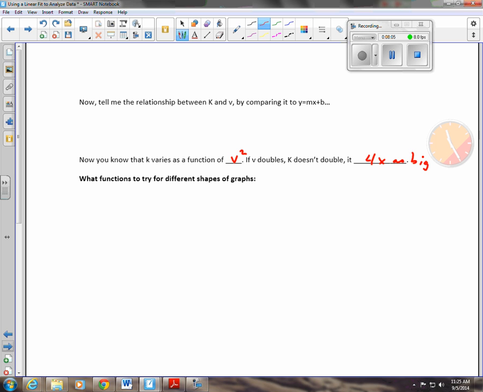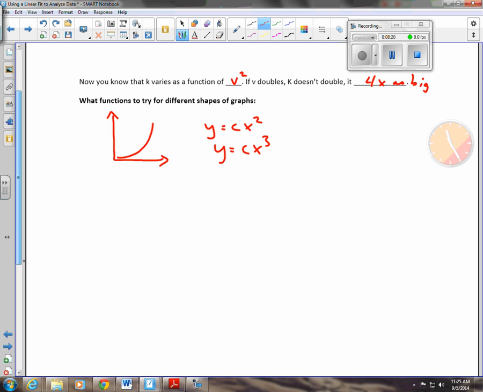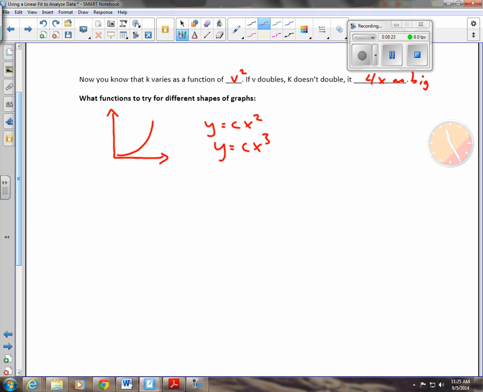Now, what functions try for different shapes of graph? We just talked about if the graph looks like this, try y is x squared, or y is x cubed, or some other power. And if you try x squared and it's still curved, then try x cubed. Just keep playing around by trial and error. If the graph looks like this, that's curving the other way, that's fractional power, so y equals some constant times the square root of x, or y equals something times the cube root of x. Okay, try something like that to straighten it.